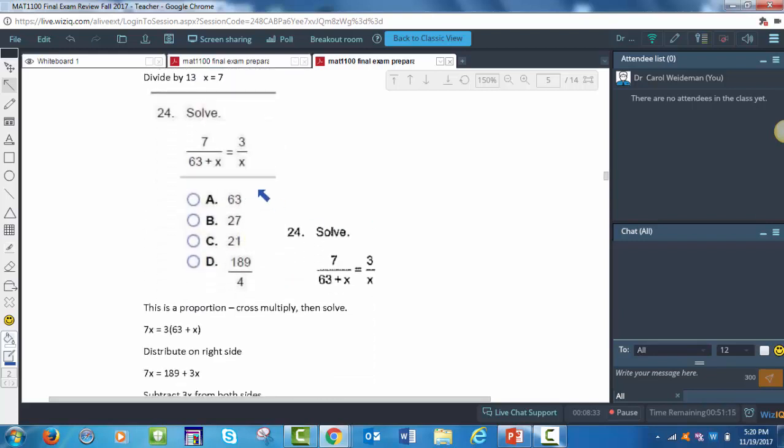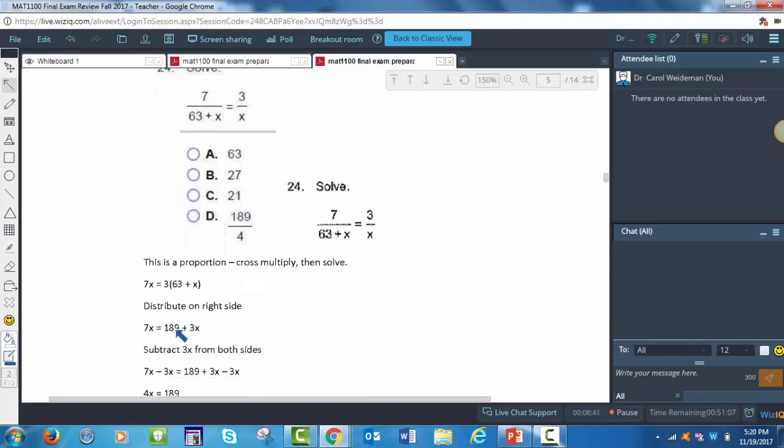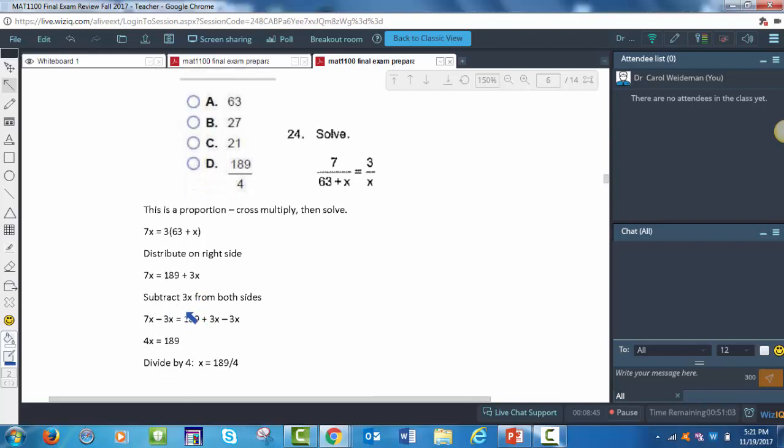Another solve problem. This is a proportion, so I can cross multiply. 7x equals 3 times, parentheses 63 plus x. Distribute on the right side, I come up with 189 plus 3x. Subtract 3x from both sides. Come up with 4x equals 89, divide by 4, and the answer here is D.